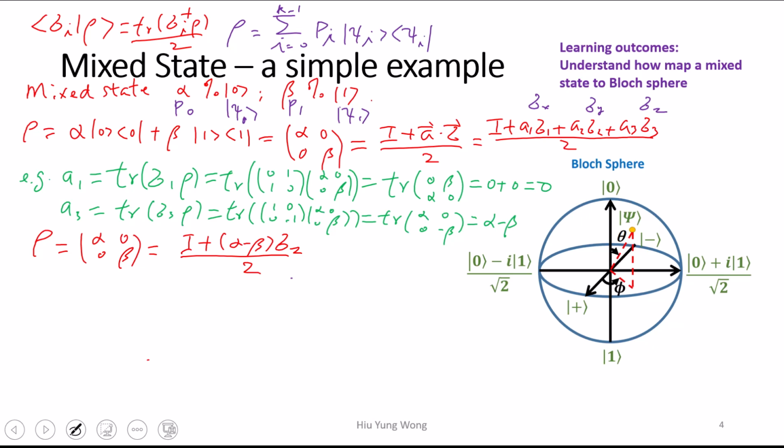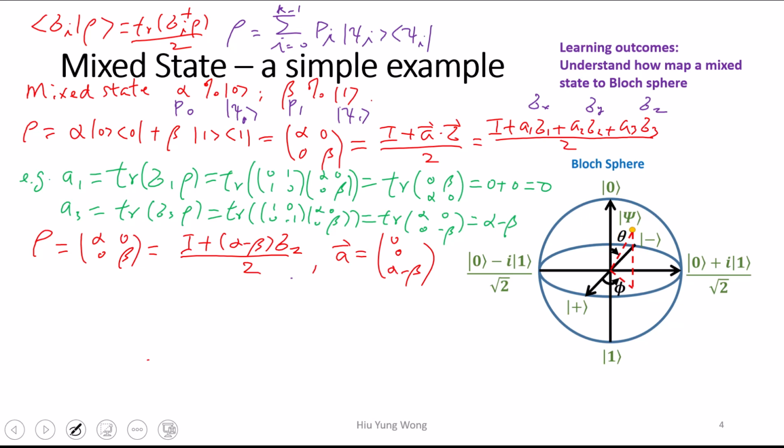Definitely I can also say that A in this case is just equal to 0, 0, alpha minus beta, because I did not show A2, but it is 0 if you try it. So A, which is the vector, is just 0, 0, alpha minus beta. This is the A vector.